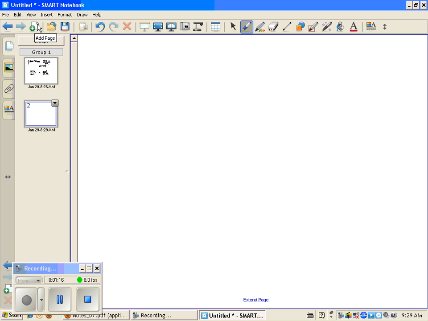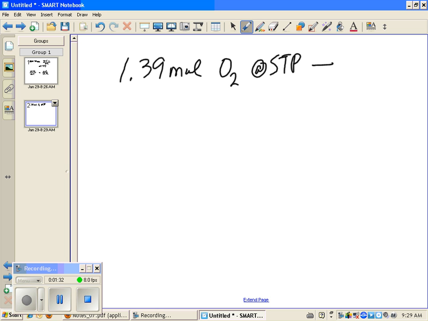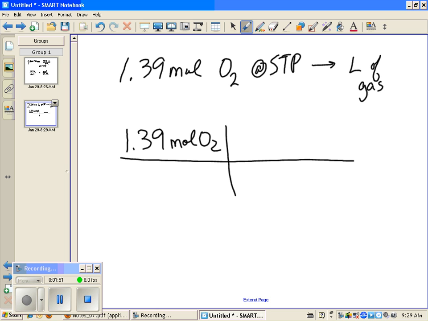All right? Now, let's do an example problem. Let's suppose I have 1.39 moles of O2 gas at standard temperature and pressure, and I want to change that to liters of gas. I want to find out how many liters of gas that many moles of gas is. What I'm going to do is say 1.39 moles of O2. I'm going to use my conversion factor of 22.4 liters per mole.